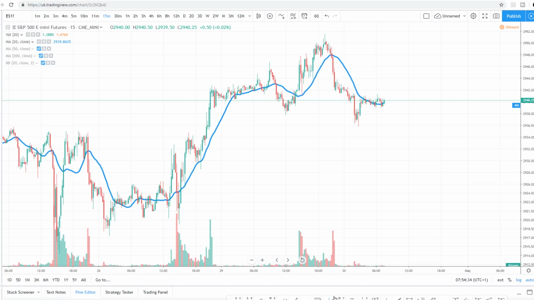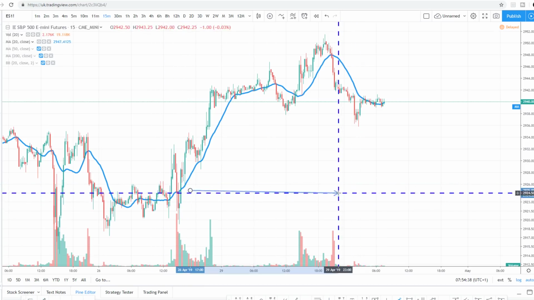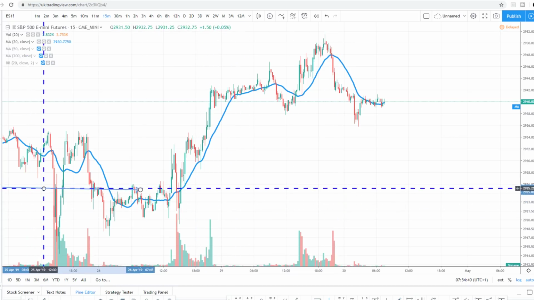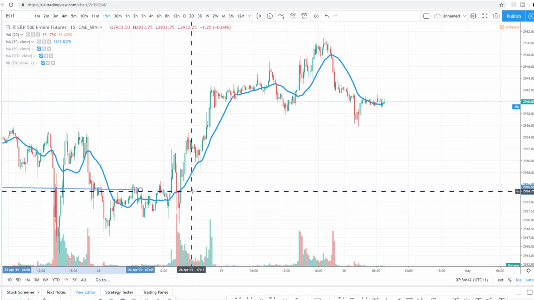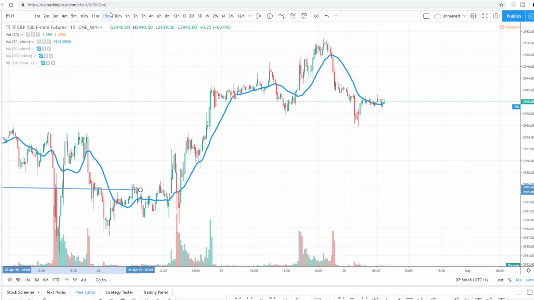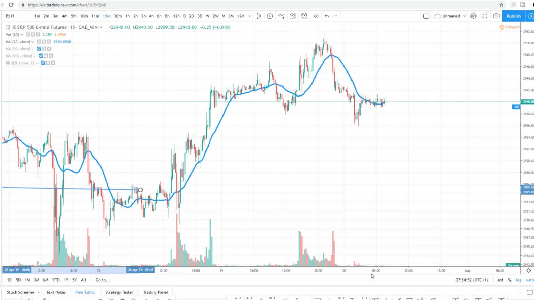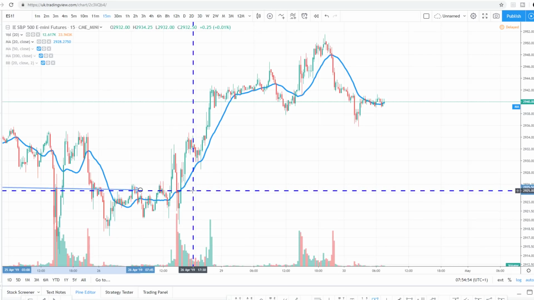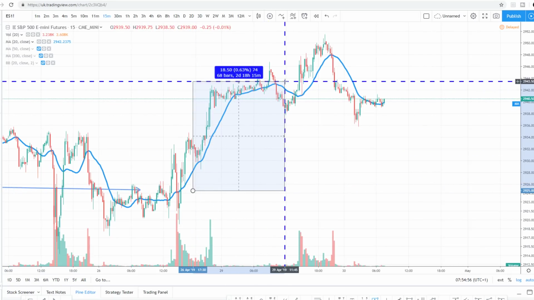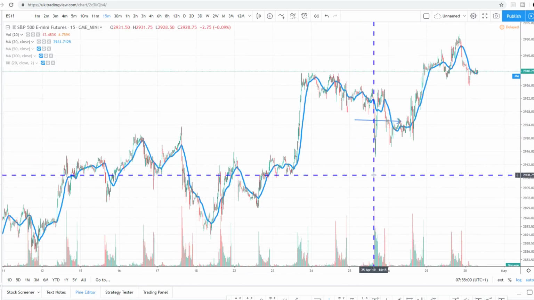So as you can see here, just an arbitrary example, it broke the 20 here. The price was, I don't know, what was that? 2924.75. It stayed above the 20 moving average on the 15-minute time frame and didn't really break it until 2943. So if you had used this moving average, that would have got you 18 and a half handles there. Let me show you another example.